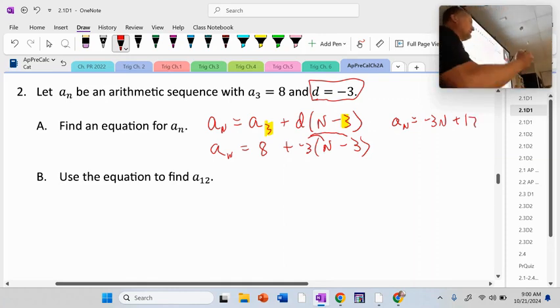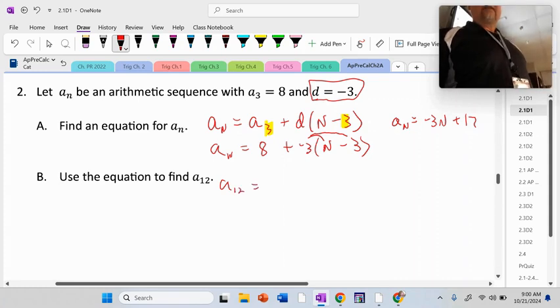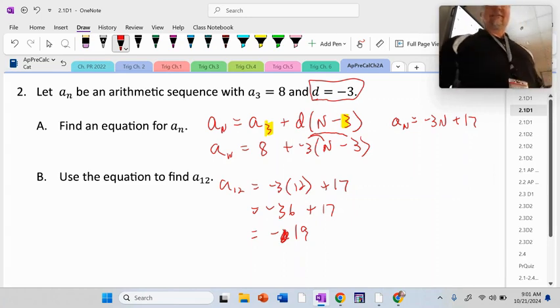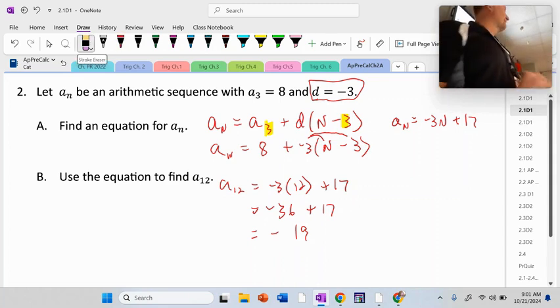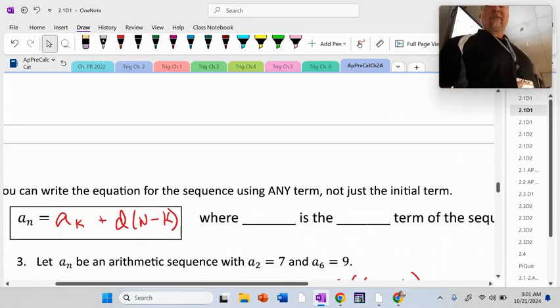Where'd you get that 17 from? Okay, negative 3 times negative 3 is 9. 9 plus 8 is 17. And now I can find a sub 12 real fast. A sub 12 equals negative 3 times 12 plus 17. Negative 36 plus 17. Isn't that negative 29 or negative 19? Right? Anyone? Anyone numerate? Good with their numbers? That's great. Right? Everyone okay so far?